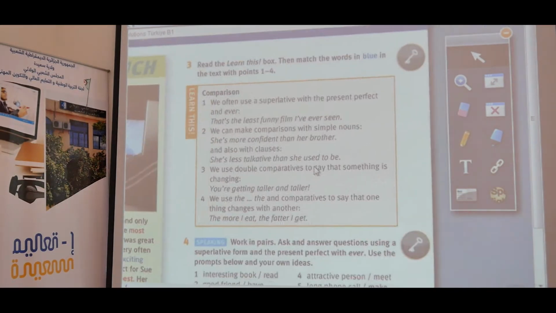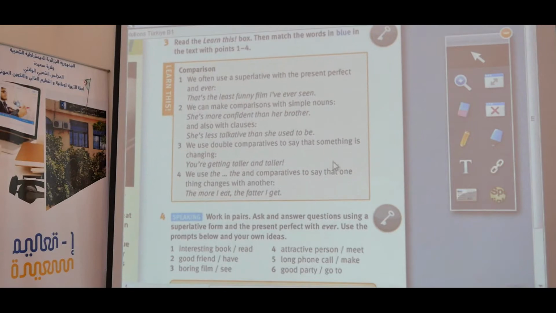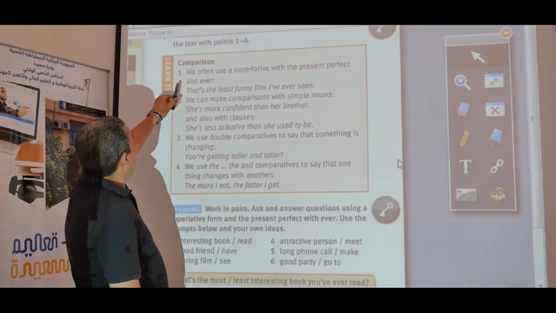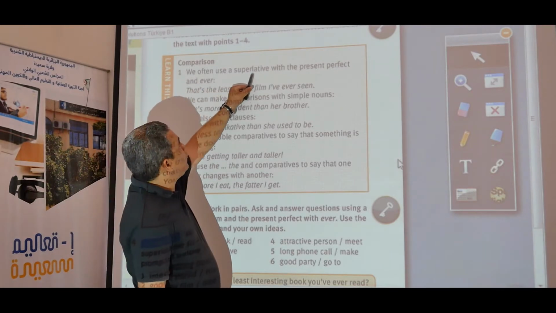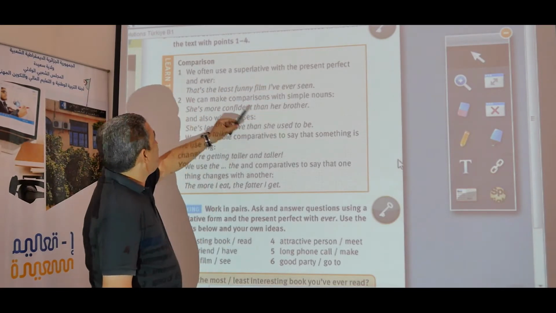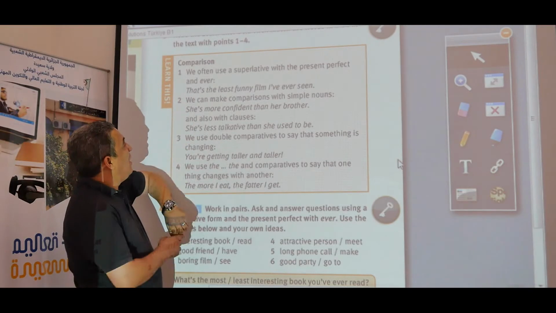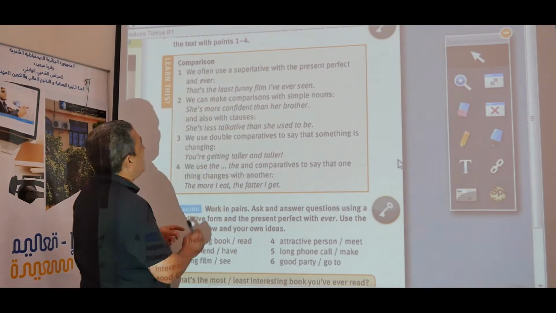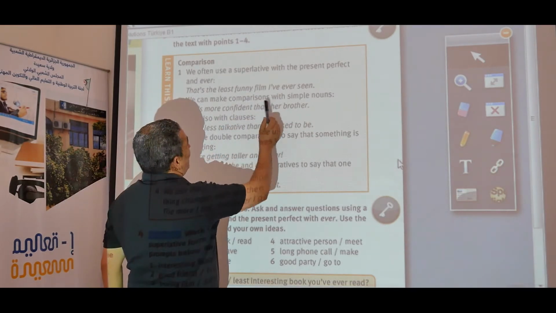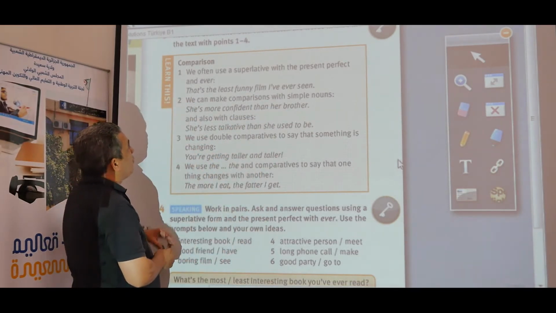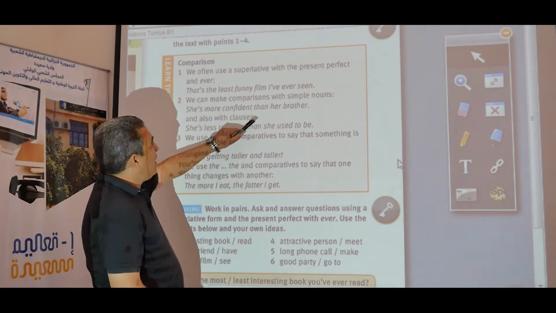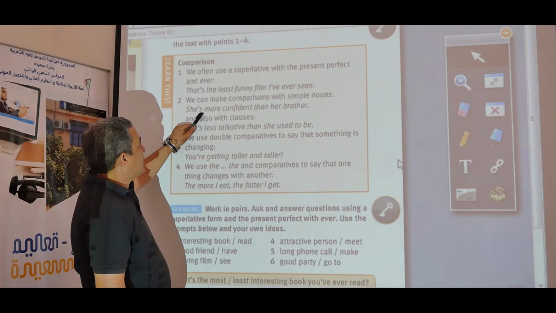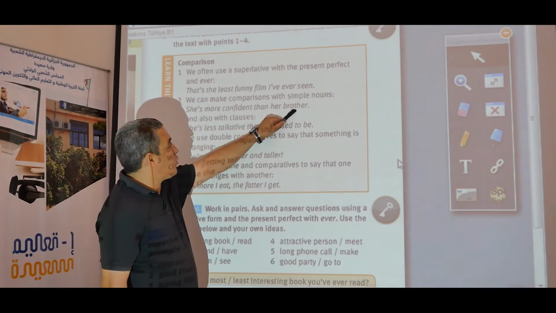Then we studied and talked about some other forms. Number one, we often use a superlative with the present perfect and ever. That's the least funny film I've ever seen. Two, we can make comparisons with simple nouns. Like, she's more confident than her brother.